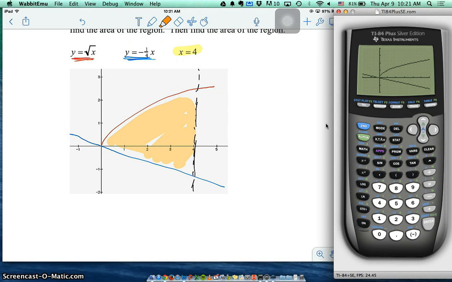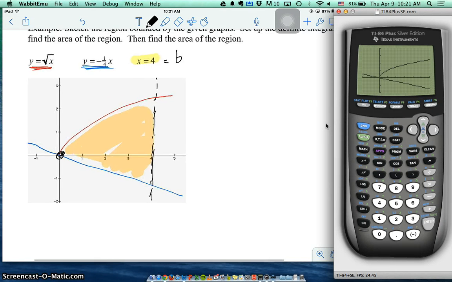And as you can see, I need two boundaries. I have my 4 as my upper boundary, so this one also equals b. Now I need to find a. Well, a is conveniently right there, and if you don't know by looking at the graph where a is, you can always set these two equations equal to each other. And you will still get 0.